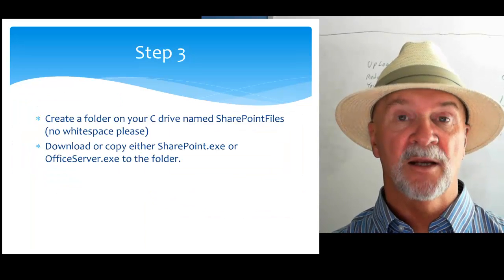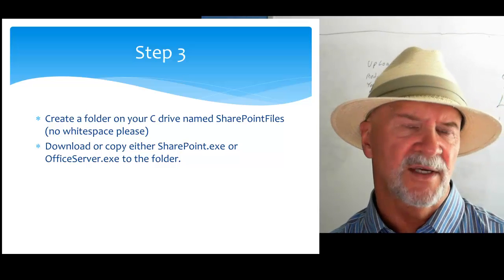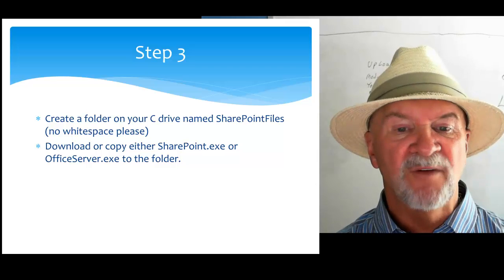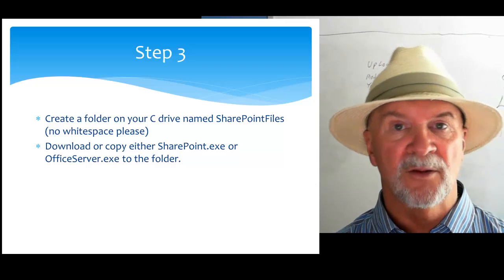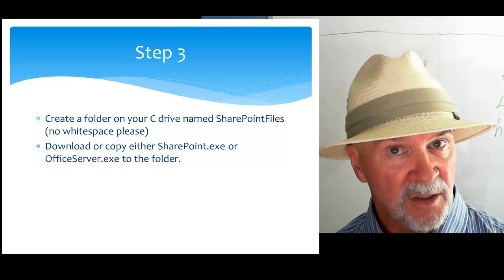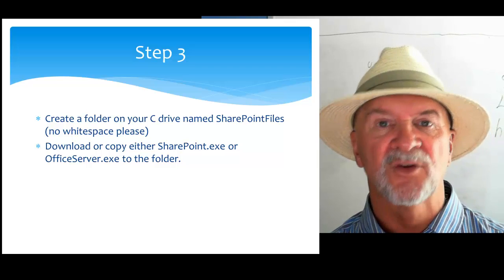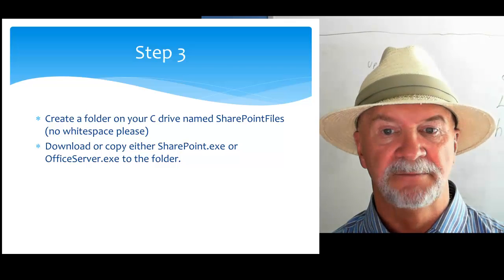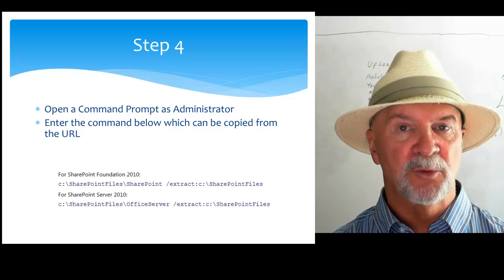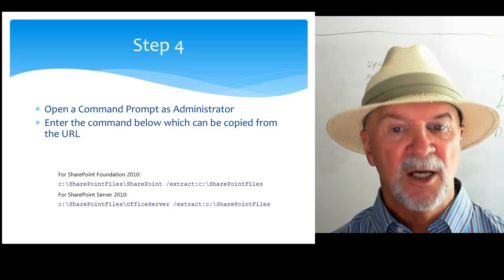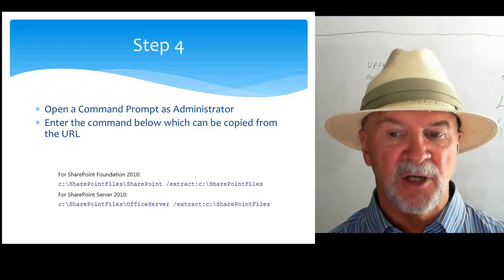Step 3, you're going to create another folder on your C drive, and it doesn't have to be C drive, I just say that. But anyway, name it SharePoint Files, no white space. Then you're going to download and install either the SharePoint Exec for Foundation or Office Server into the SharePoint Files folder that you just created. Step 4, from a command prompt, which you'll be running as administrator, you're going to execute the command shown. It's also on the URL and you can copy it on over.